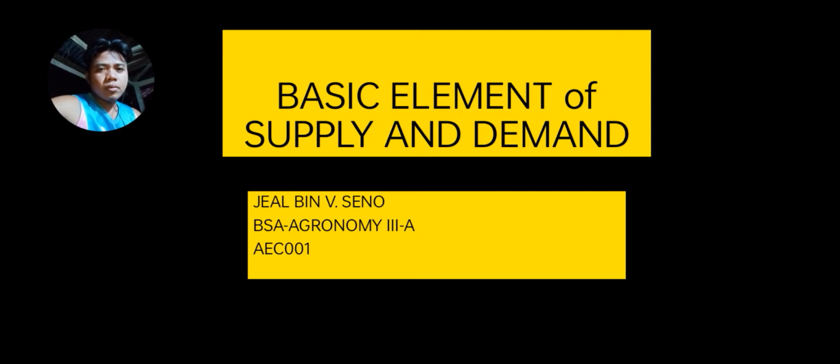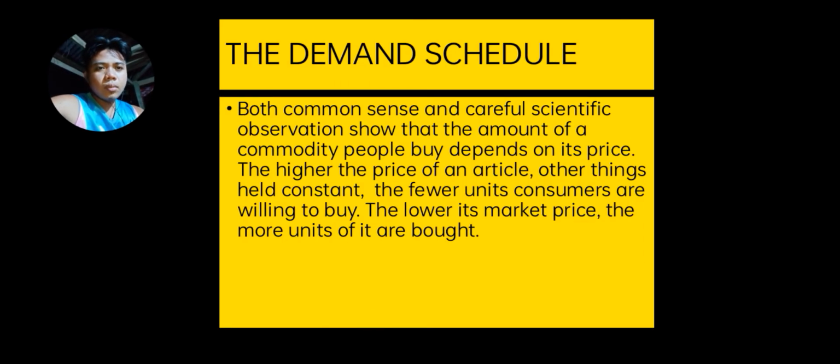My presentation is about the basic elements of supply and demand. The demand schedule. Both common sense and careful scientific observations show that the amount of a commodity people buy depends on its price. The higher the price of an article, other things held constant, the fewer units consumers are willing to buy. The lower its market price, the more units of it are bought.